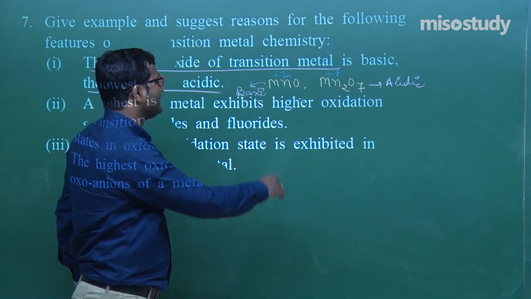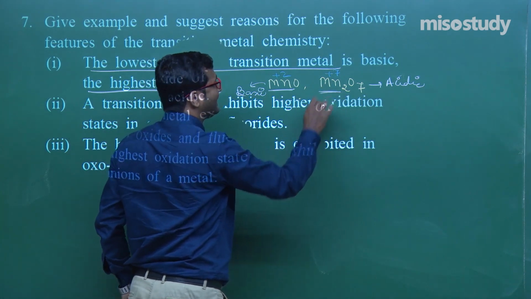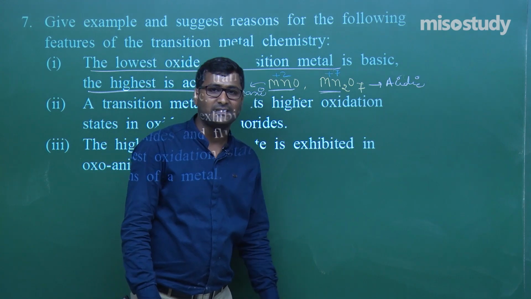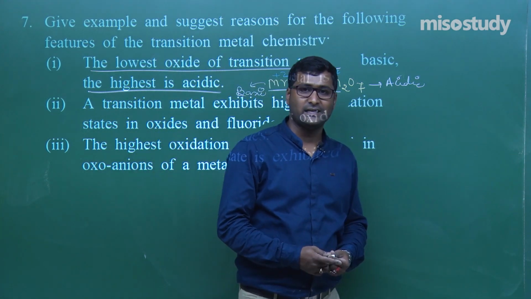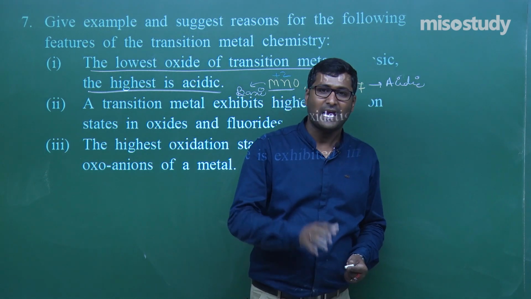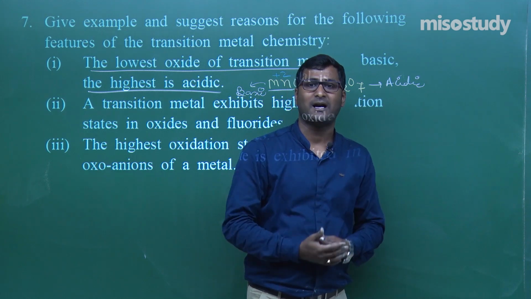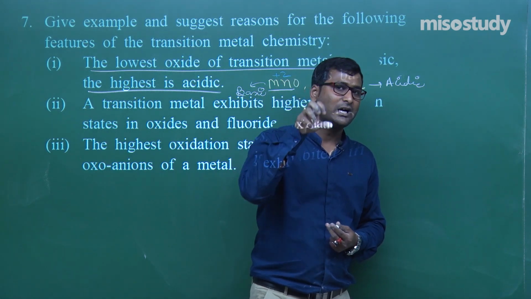That means here the ionic character is more, here the ionic character is less. If the ionic character is less, then basic character decreases and acidic character increases, because if ionic character decreases, the covalent character increases, and covalent character somewhat tends towards non-metallic character, and if non-metallic nature is dominating, then what will happen?